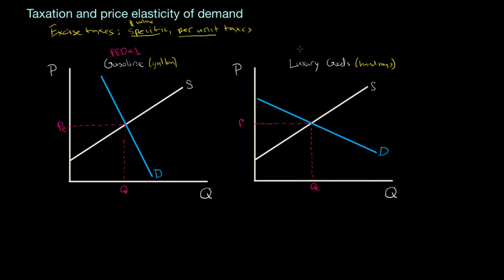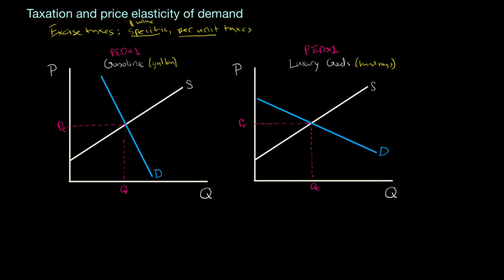Luxury goods, on the other hand, are not necessities, they are pure luxuries, and demand for luxury goods tends to be relatively elastic, in other words, greater than 1, which is reflected in the relatively flat demand curve of handbags compared to that for gasoline. Notice that in both of our graphs we have a market that is currently in equilibrium at PE and QE. So over here we have PE for handbags and QE for handbags. What will happen when a tax of a particular amount is placed on both of these goods?